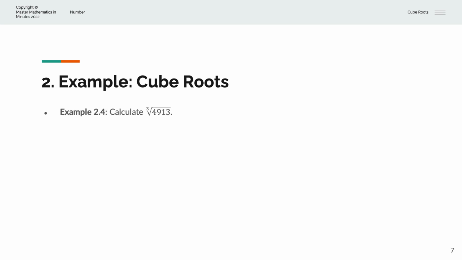In the fourth example, we're asked to calculate the cube root of 4913. So we have the cube root of 4913 as being equal to the cube root, and we can rewrite 4913 as 17 cube, because 17 cube equals 4913. And so the cube root and cube cancel, and we have the number 17.